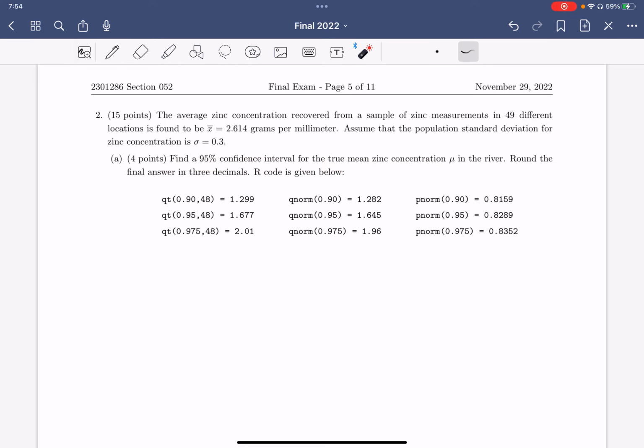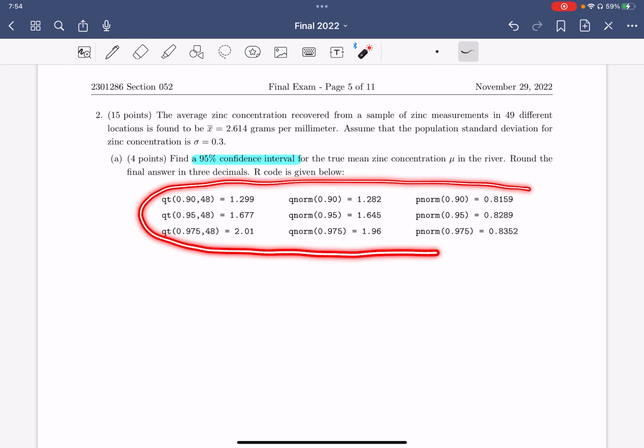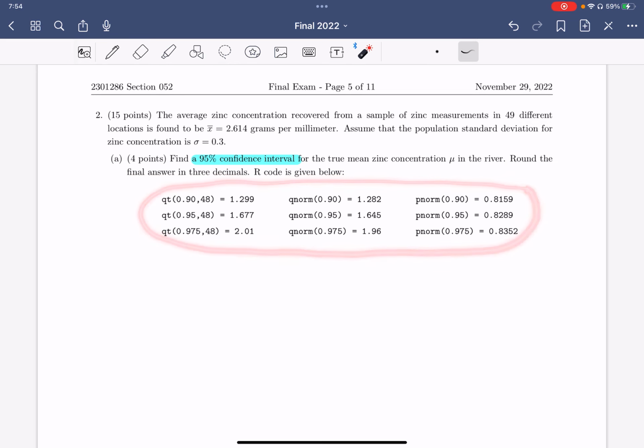So basically, they ask you for a 95% confidence interval, and the question asks you to round the final answer to 3 decimals. And you have the R code here. This is the one that's gonna help you find the critical value. All right, let's go. In the formula sheet, you're gonna have the formula for the confidence interval.